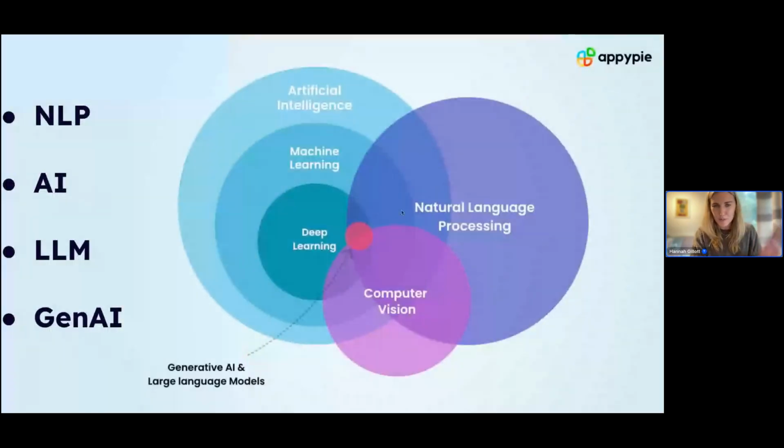So all of the phrases that you see on the screen there might be things that you've heard referenced in conversations around AI, either specifically in school or more broadly. So NLP, AI, LLM, Gen AI, frequently dropped into conversation. We're going to start by defining them. So first of all, let's look at these big circles. We've got artificial intelligence, we've got natural language processing, and then we've got computer vision.